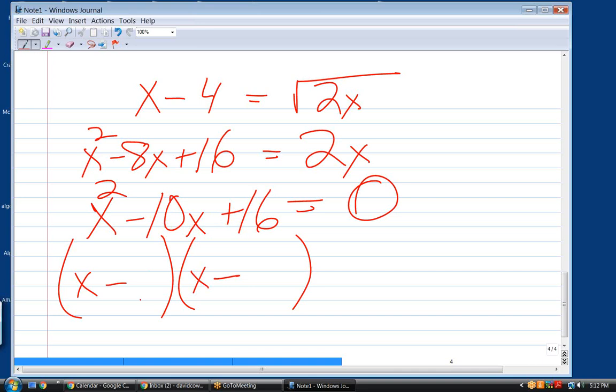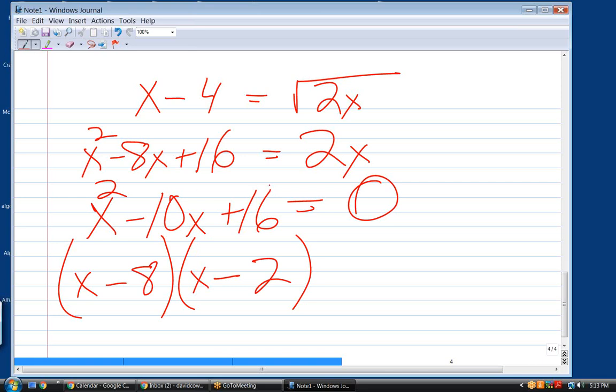Is it 8 and 2? I'm sorry, what? Is it 8 and 2? It is 8 and 2. In other words, I just had the multiplication and adding parts mixed up. Like I thought you had to add to get 16, multiply to get 10.